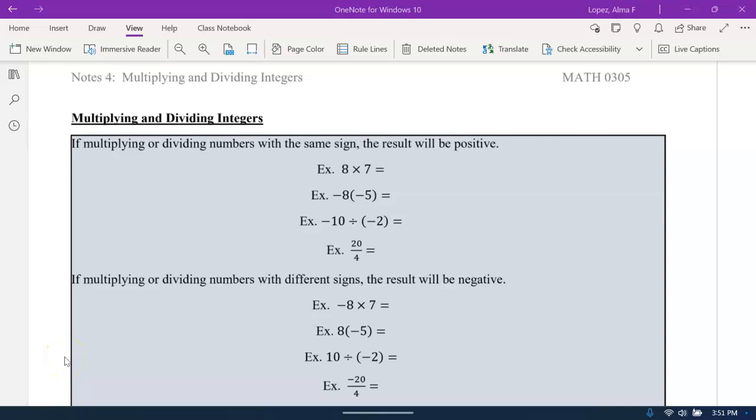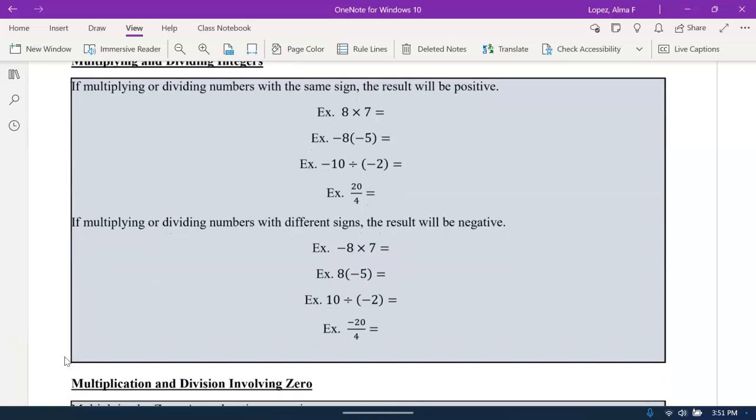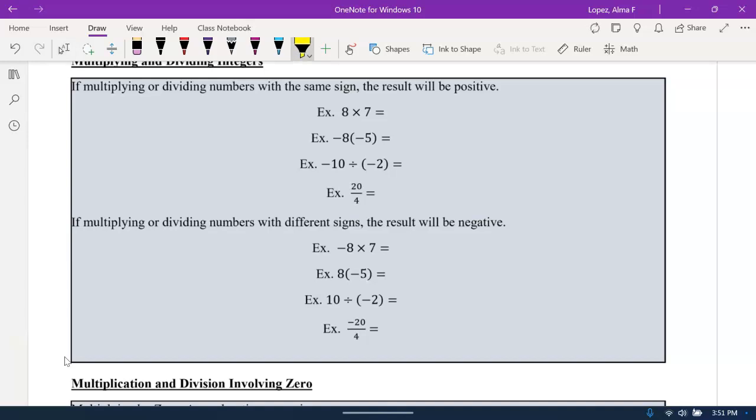All right, notes for multiplying and dividing integers. And again, another example of where your multiplication tables are really, really important, so keep practicing them if you need to. If you're multiplying or dividing numbers with the same sign, the result is always positive. If you're multiplying or dividing numbers with different signs, the result will always be negative.